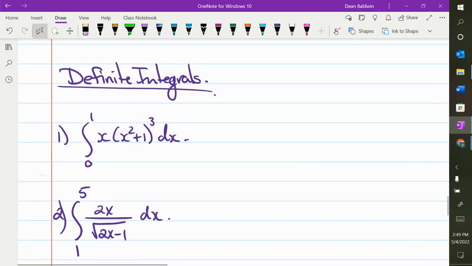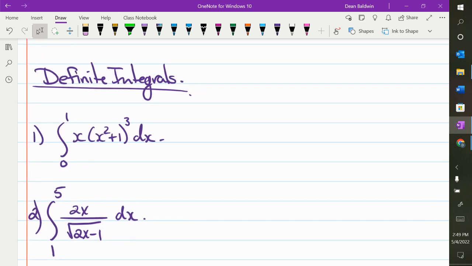Okay, so definites. So do we just do u sub first? Yes, so this is what we're going to talk about. Okay, so we have the integral from 0 to 1 of x times x squared plus 1, all to the power of 3.